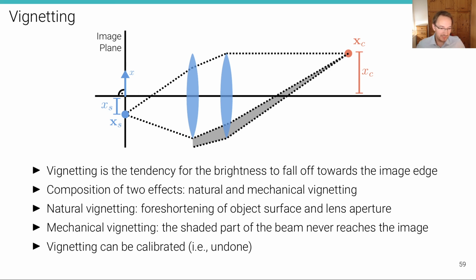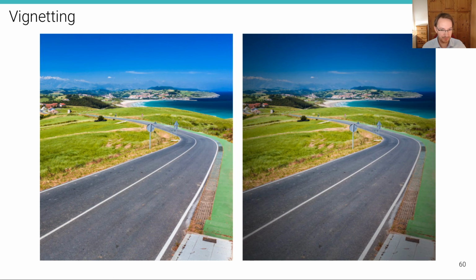Now, the good thing about vignetting is that it can be calibrated, it can be undone, at least mechanical vignetting. And that's what's also often used. So here you can see an example. On the right, you can see the original image, which shows vignetting, and on the left, you can see the image where the vignetting was undone.